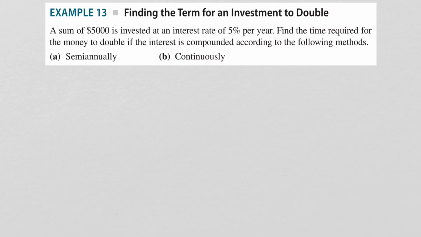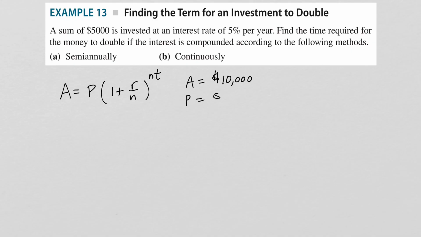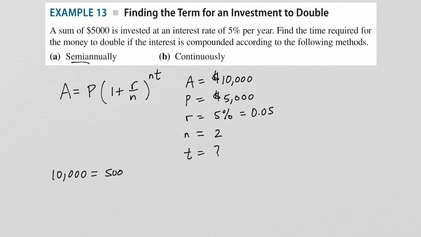So let's focus on semi-annually. We do have a formula, A equals P times (1 plus r divided by n) to the nt. In this case, we know the amount of money in the future is going to be double, so that's $10,000. We are starting with an initial principal balance of $5,000. The interest rate is 5%, which is 0.05. And the number of compoundings is 2 because it's semi-annually. And we want to solve for t. So we're going to plug everything in here. 10,000 is equal to 5,000 times (1 plus 0.05 divided by 2) to the power 2 times t.